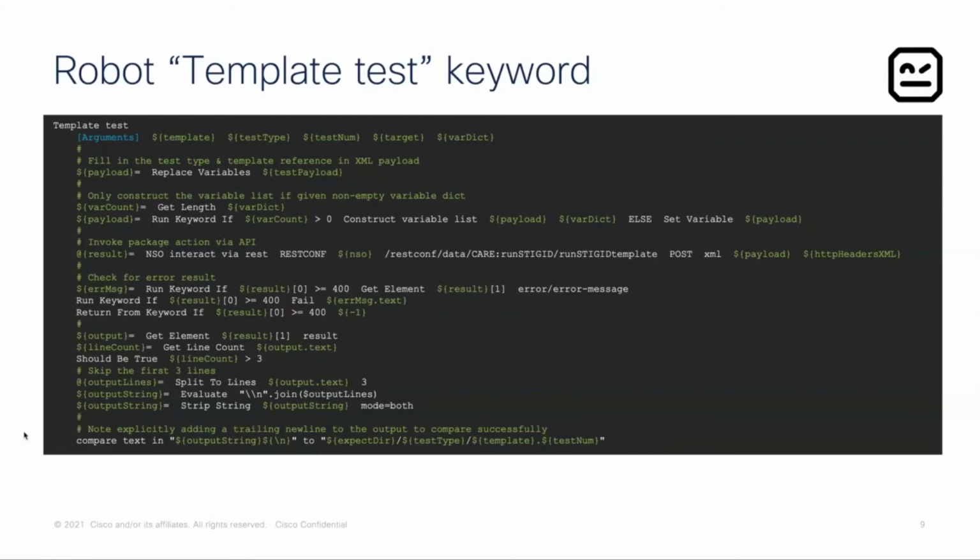And the final step at the bottom is probably the most interesting one. That's where it's comparing what came back from NSO for this particular call against what we expected to come back. And those expected outputs are held in the repo, the care repo, under the test section. It's basically just a series of files that are organized by the test type, print, check, fix, whatever, the template name, and a test number for that particular template, just so we can keep them straight and organized.